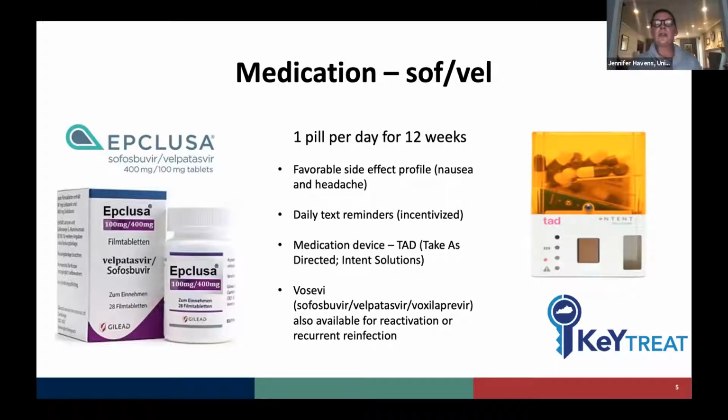And the interesting thing is we've been able to look at the daily text reminders, the responses to the text reminders, and then see when they actually take their pill. And we see that they're very highly correlated, which is wonderful. And then if we have folks who have reactivation or recurrent reinfections, we do have Vosevi, which is sofosbuvir/velpatasvir/voxilaprevir, at our disposal, but we have not used it as of yet.